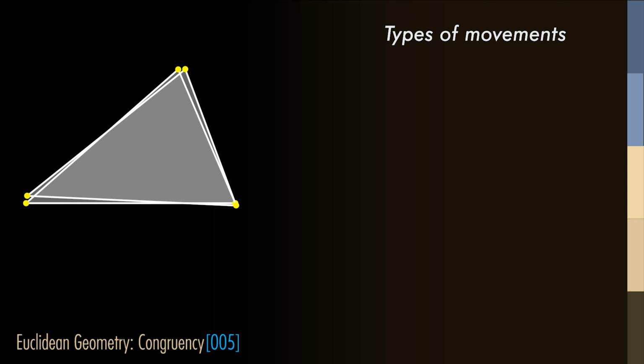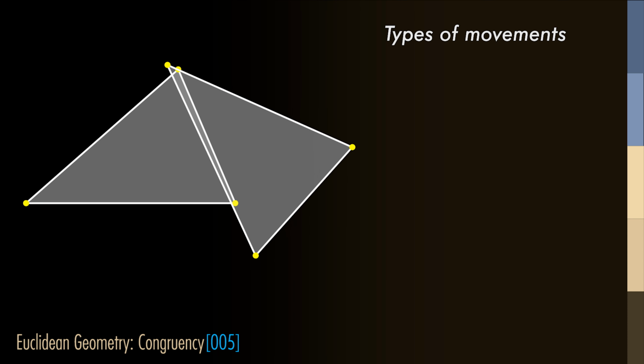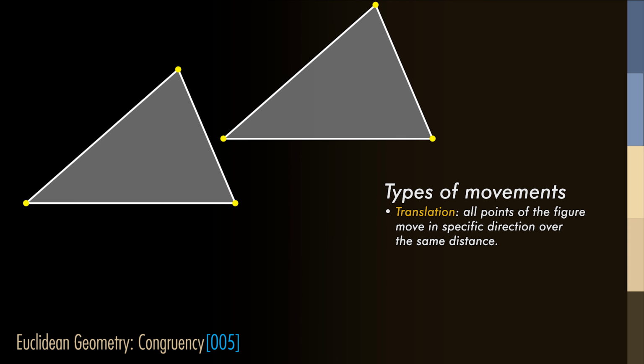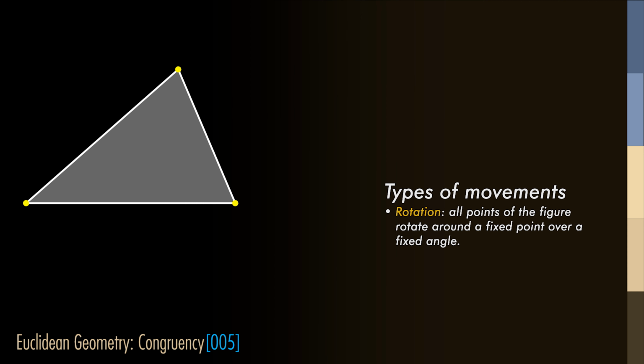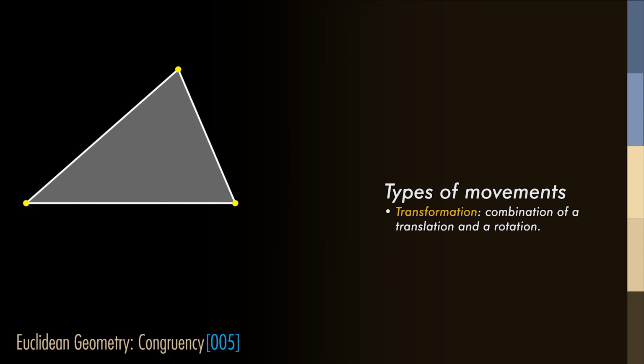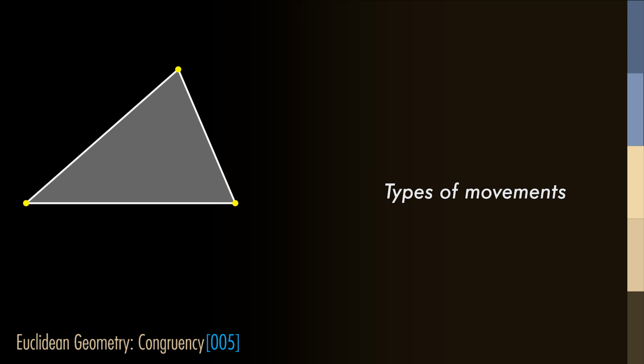Let's view this again, somewhat more formally this time. So we can move the figure in the plane. When translating, all points of the figure move in a specific direction over the same distance. When rotating, all points of the figure rotate around a fixed point over a fixed angle. The transformation is often a combination of a translation and a rotation. The third type of movement is a reflection.